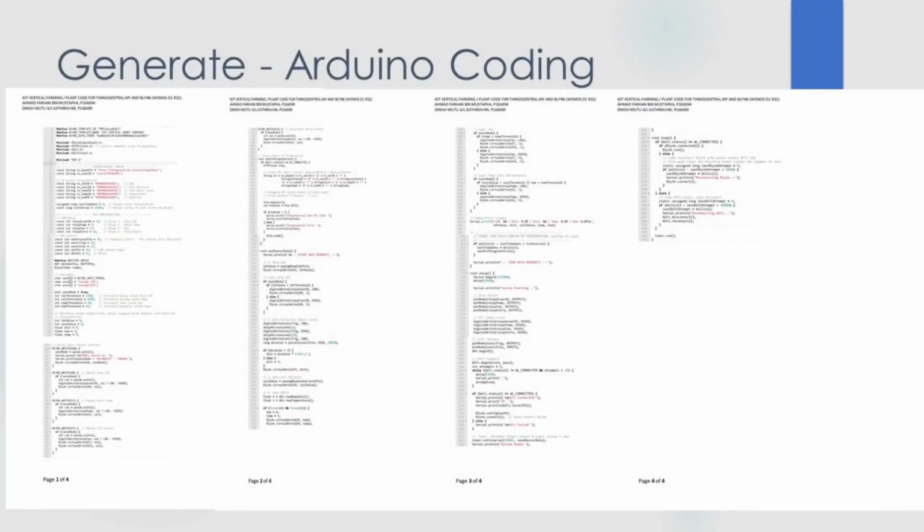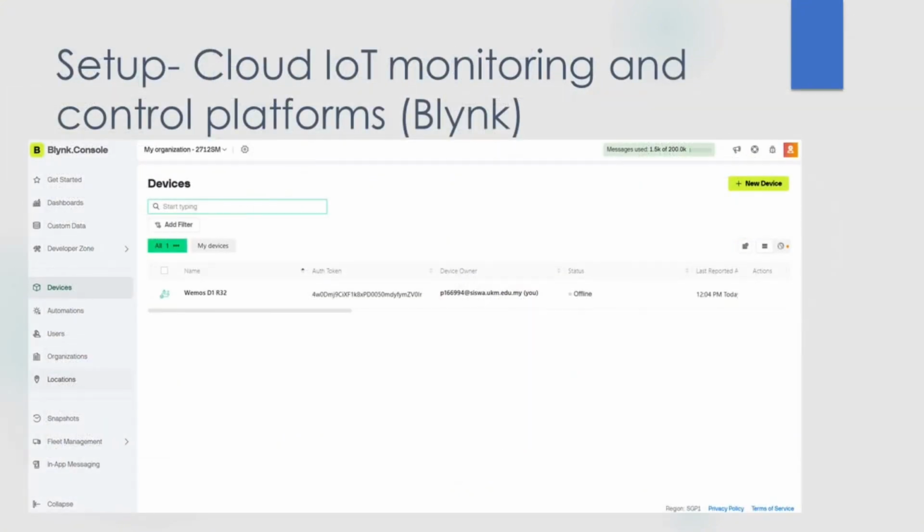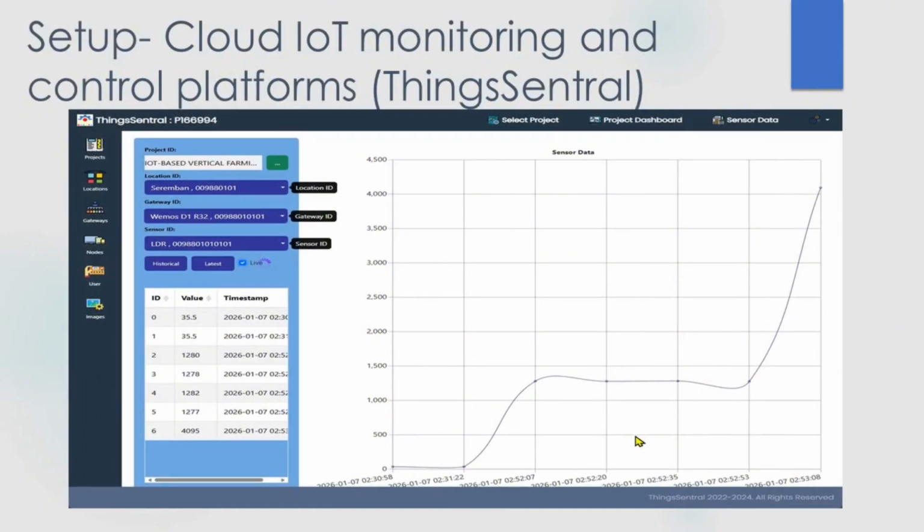This phase involved generating the Arduino code for sensor integration, data transmission, and automated control logic. The Blynk platform was configured to enable cloud-based monitoring and mobile control of the farming system. ThingCentral was implemented for cloud IoT data logging and real-time data dashboard visualization.